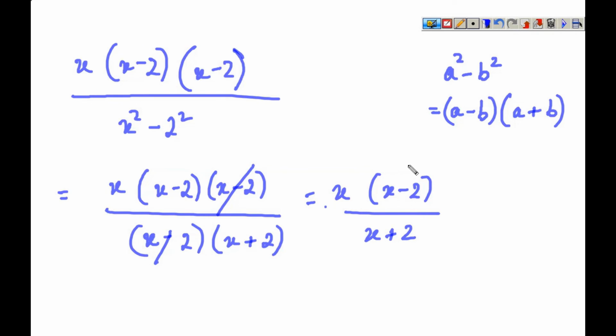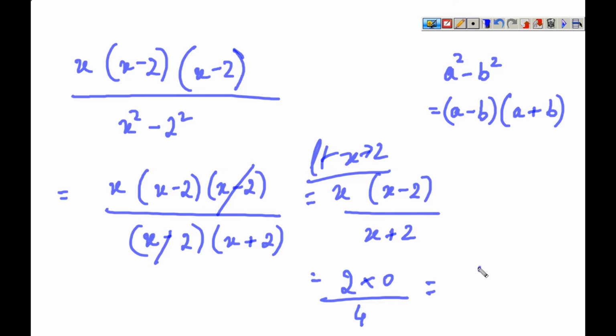So applying the limits here, x approaches 2, right? So we can write it as 2 times 2 minus 2 is 0, right? So we have 2 times 0, but on the denominator we have 2 plus 2, that is 4. So the limit will be 0 by 4, which is equal to 0. So we are no longer getting this function as 0 by 0 either, rather we are getting it as 0. So this is the limit of the function.